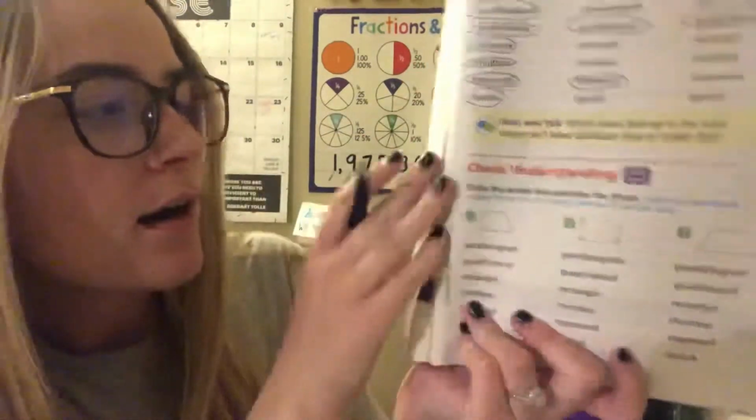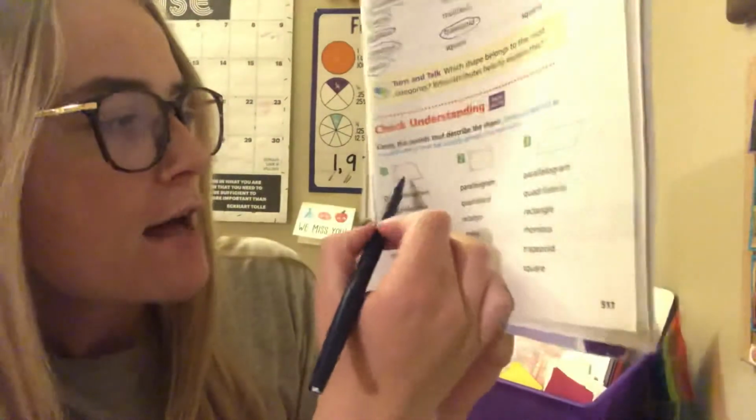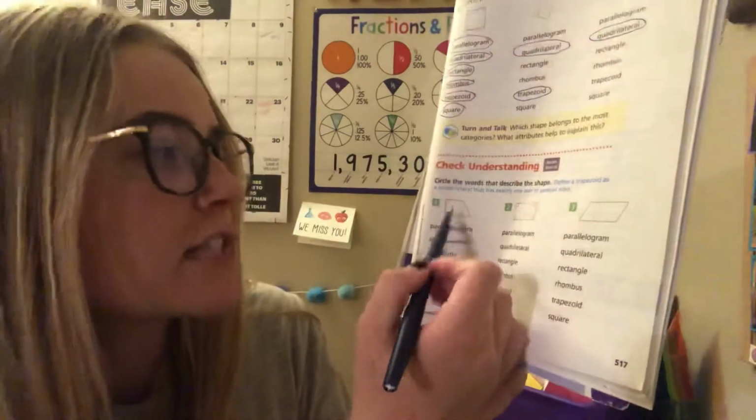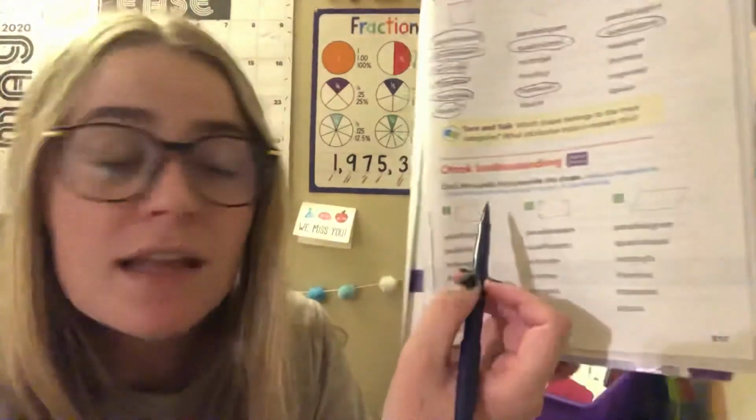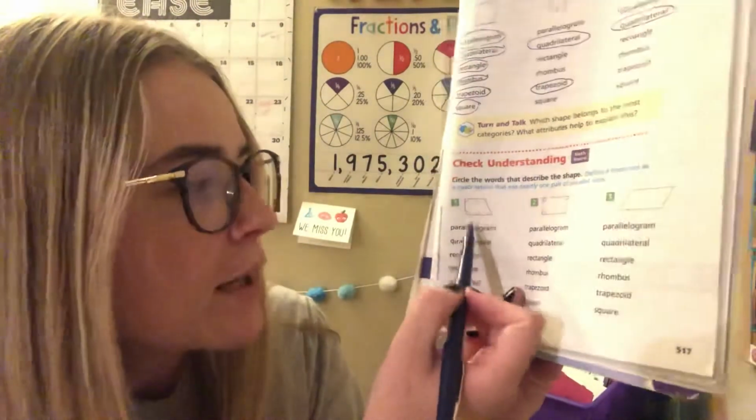Okay. The check understanding says circle the words that describe the shape. Define a trapezoid as a quadrilateral that has exactly 1 pair of parallel sides. So this is different from what we did before. Exactly 1, not more than 1. So this shape here, this would not be a parallelogram because it only has 1 set of parallel sides.